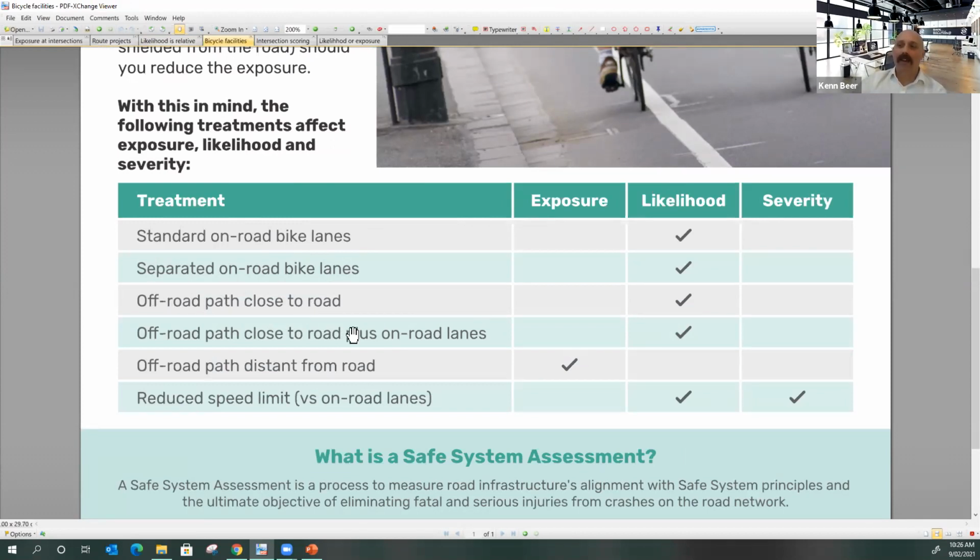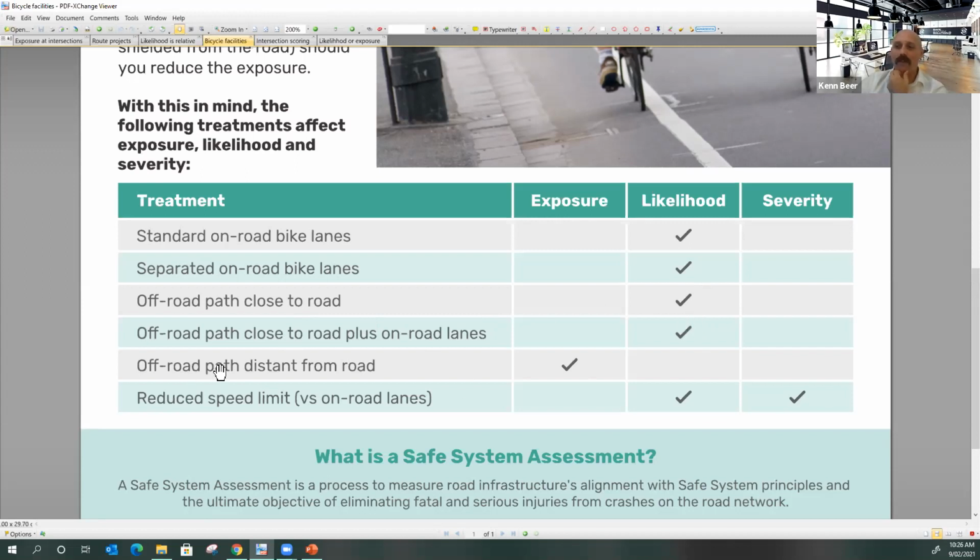Off-road path, close to road, likelihood still. So even though it's off the road, it's still a likelihood factor. Off-road path, close to road, plus on-road lanes, still in likelihood.